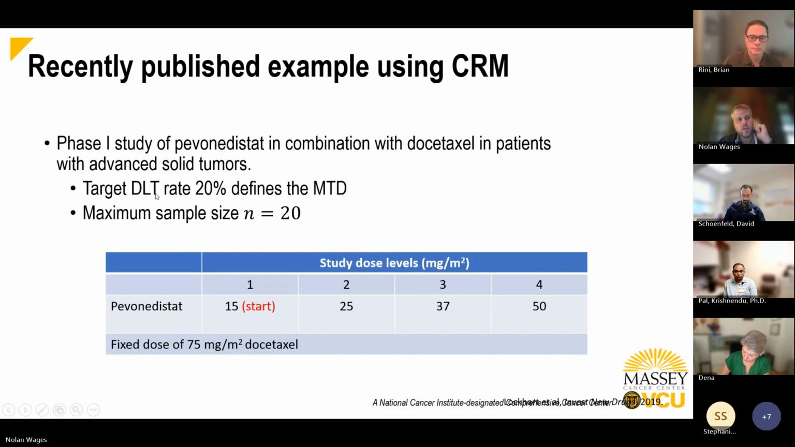So here's an example of a study that was published in, I think, 2019. You can see the reference at the bottom there. Again, it's hidden by the words. This is a phase 1 study of pevonedistat in combination with docetaxel in patients with advanced solid tumors. The docetaxel dose is fixed, so we're not escalating that. It's really not of interest here. Really, what matters is the escalating doses of pevonedistat. 4 dose levels: 15, 25, 37, 50. We have a target DLT rate of 20%, defining the MTD, maximum sample size of 20 patients. So this example is loosely based on the paper there in 2019.